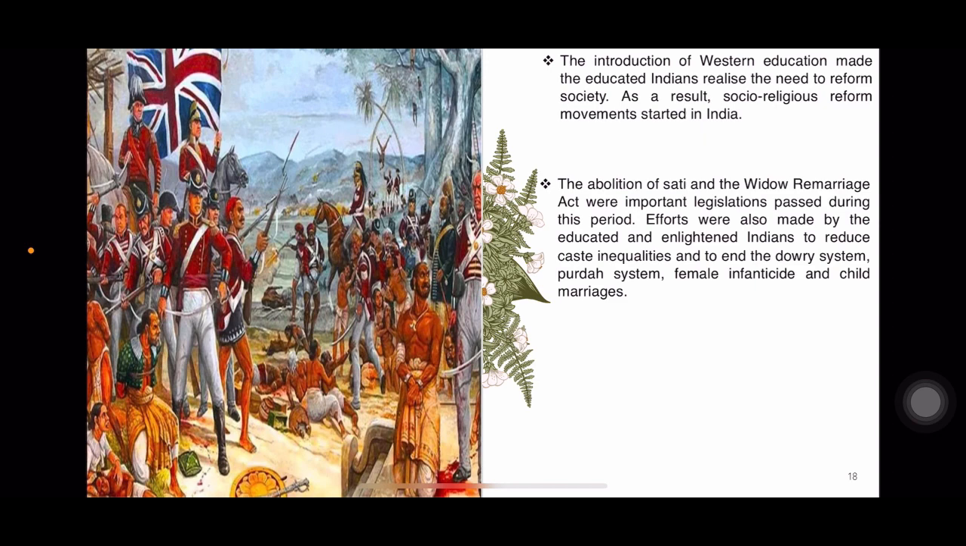Efforts were also made by the educated and enlightened Indians to reduce caste inequalities and to end the dowry system, parda system, female infanticide and child marriages.